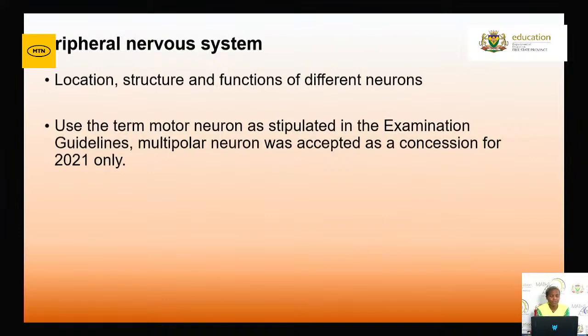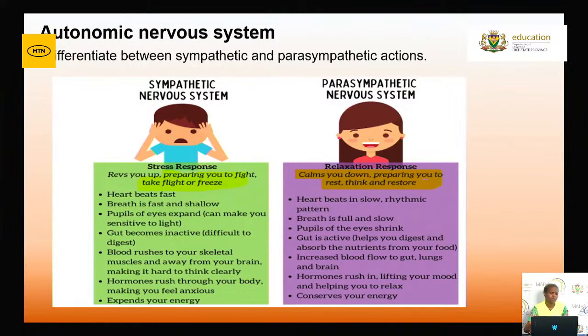Now we move to the peripheral nervous system: location, structure, and functions of different neurons together with their diagrams. Use the term motor neuron as stipulated in your examination guideline. Multipolar neuron, you are no longer allowed to use the term multipolar neuron. It was only accepted as a concession for 2021 only. So now, motor neuron, sensory neuron, interneuron or connector neuron. Please know the labels, the diagrams, and the functions on those diagrams.